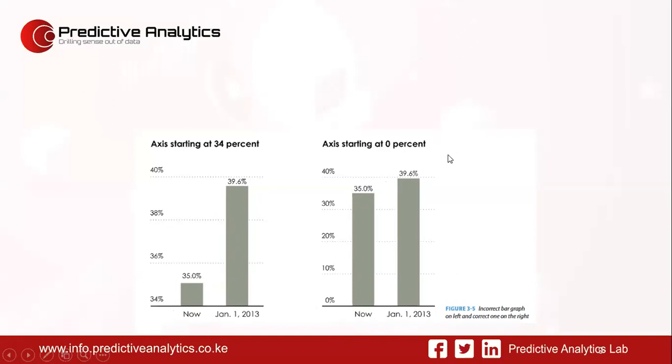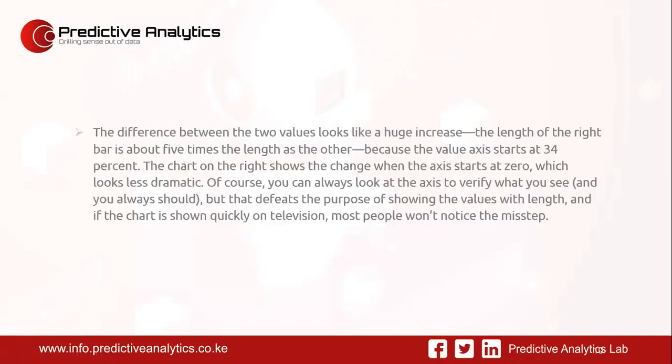So this is an axis starting at 0. So we have here an incorrect bar graph and the correct one on the right. So start your axis at 0. The difference between the two values looks like a huge increase. The length of the right bar is about 5 times the length of the other, because the value axis starts at 34%. The chart on the right shows the change when the axis starts at 0, which looks less dramatic.